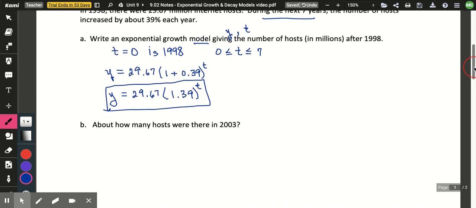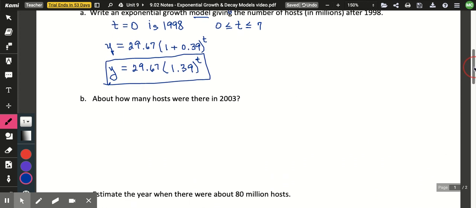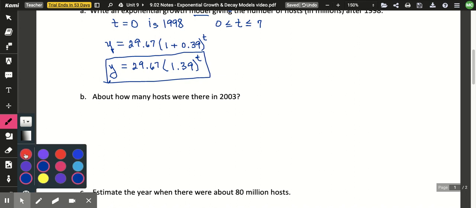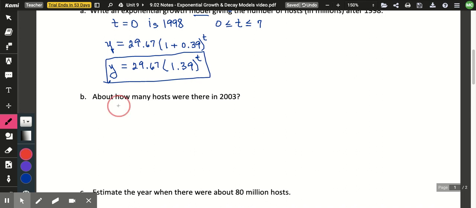All right, now they're going to ask me some questions. For this next one, it says, how many hosts were there in 2003? So they're giving me a time, but they're not giving it to me directly. I have to do a little bit of work to figure out what the t value is for that.